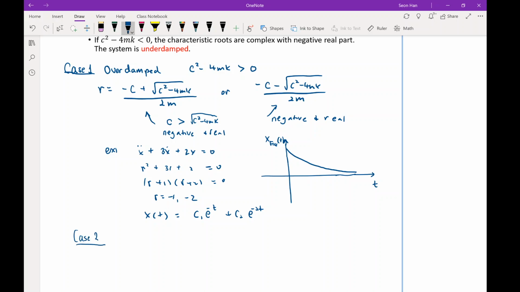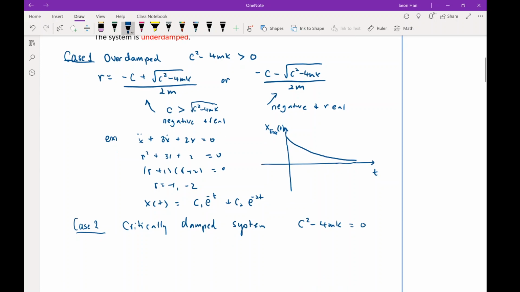Case number 2 is what's called a critically damped response, or system. So that's when you have c squared minus 4mk equals 0. Okay, so that means your roots will become minus c over 2m, and it's repeated one more time.